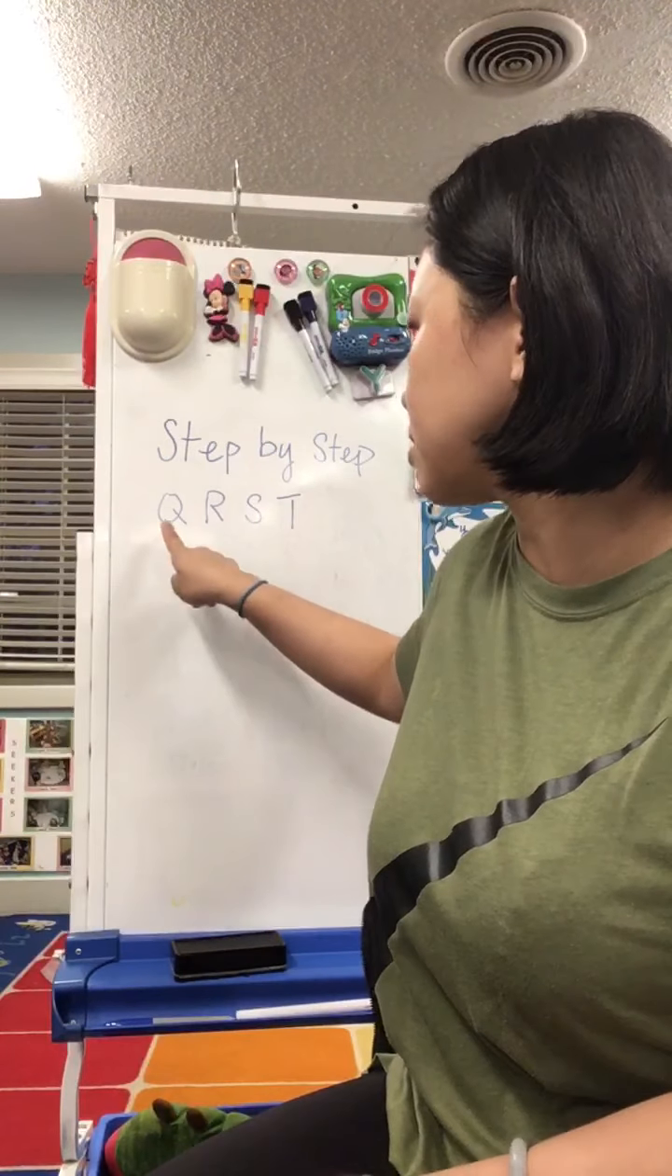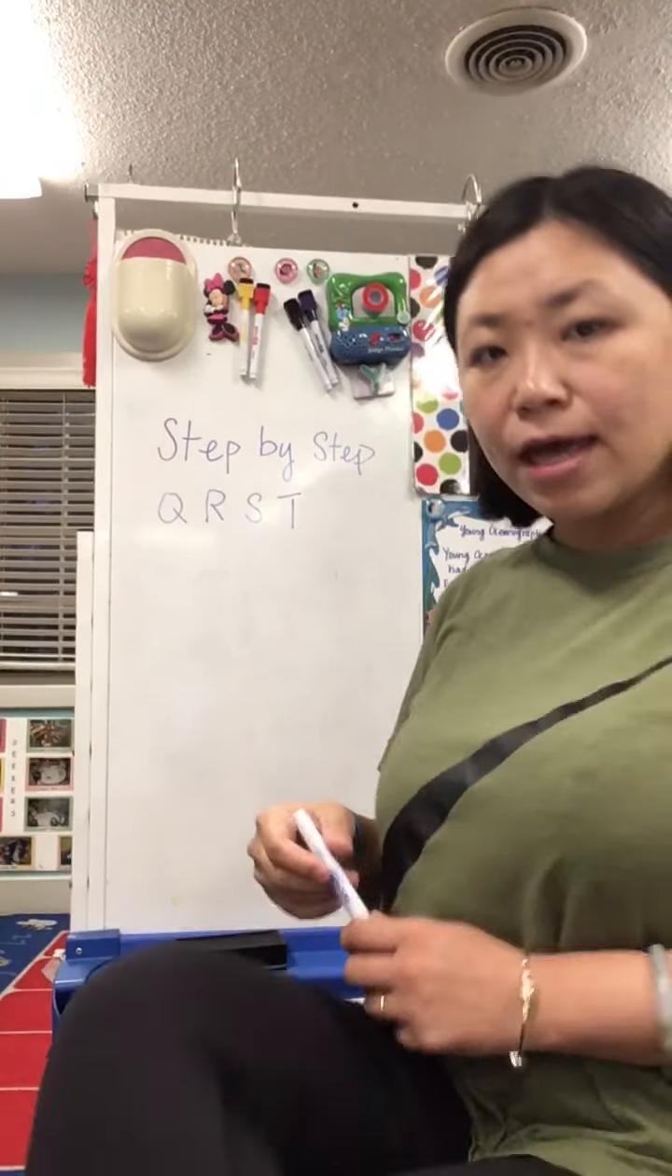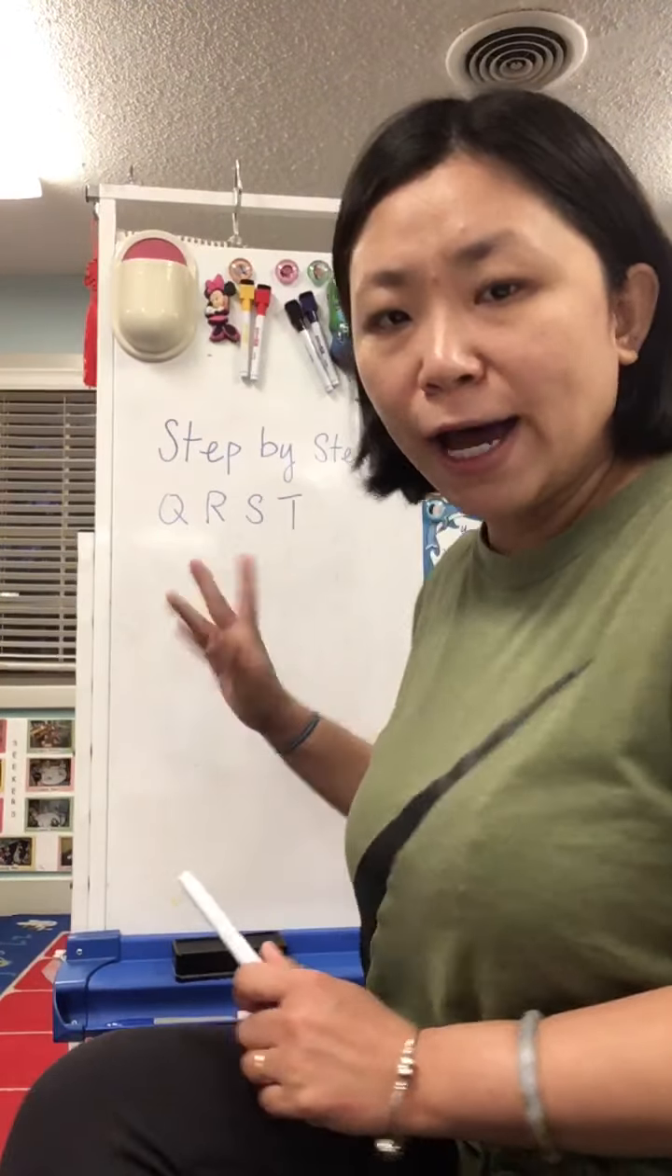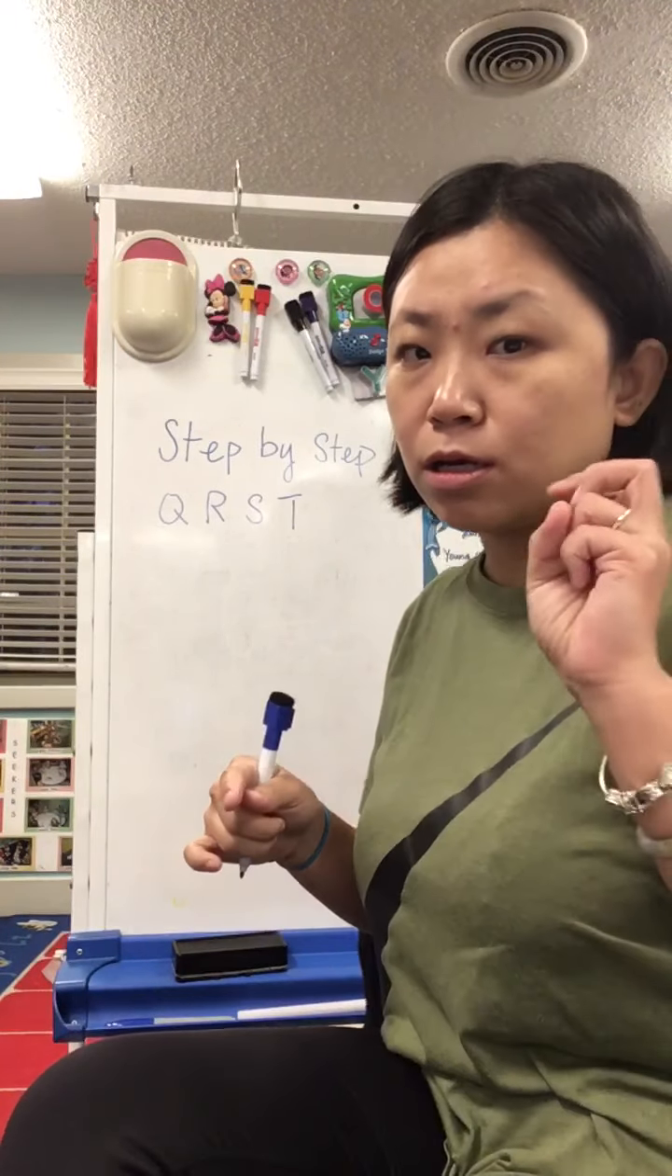So we have 4 letters to write today. The first one is Q, R, S, T. Today I'm just going to do this on the white board. Alright, the first one we're going to do is letter Q.